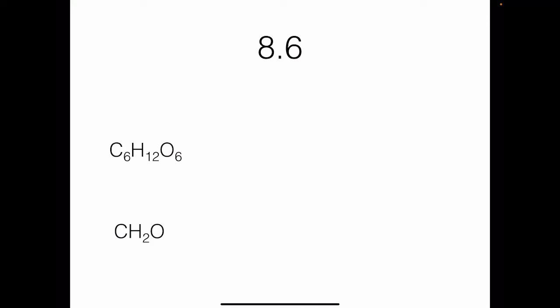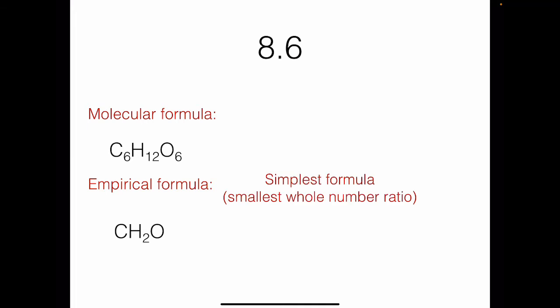Now we have 2 formulas here. One of these is what's known as an empirical formula, and one of them is what's known as a molecular formula. So the empirical formula is the one on the bottom. It is the one in lowest terms. The molecular formula is the actual formula. So empirical is the simplest formula, the smallest whole number ratio. That can represent multiple molecular formulas because multiple molecular formulas might have the same ratio.